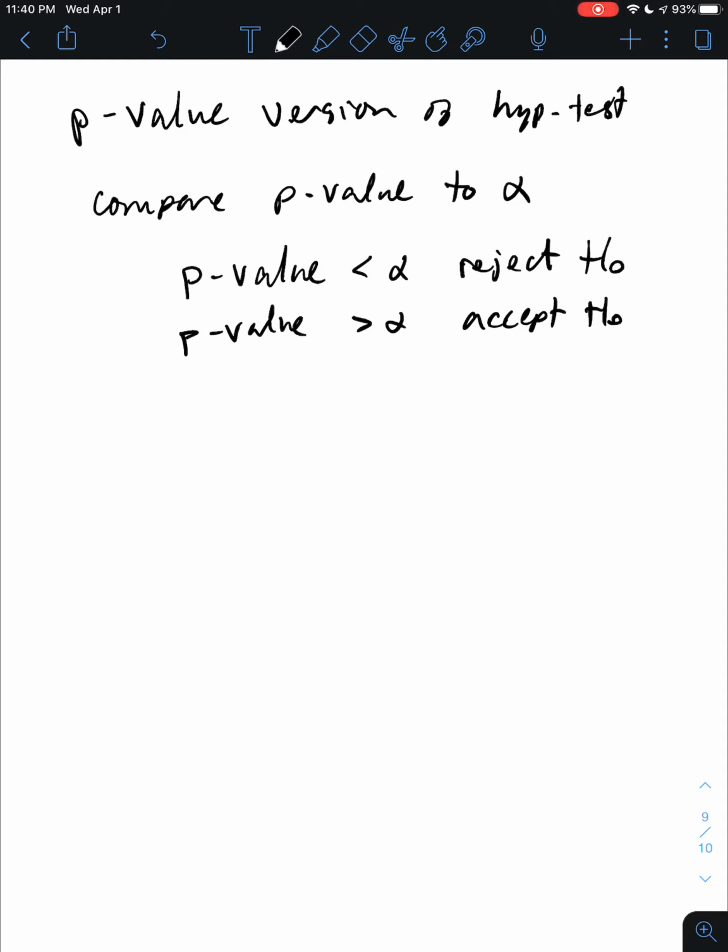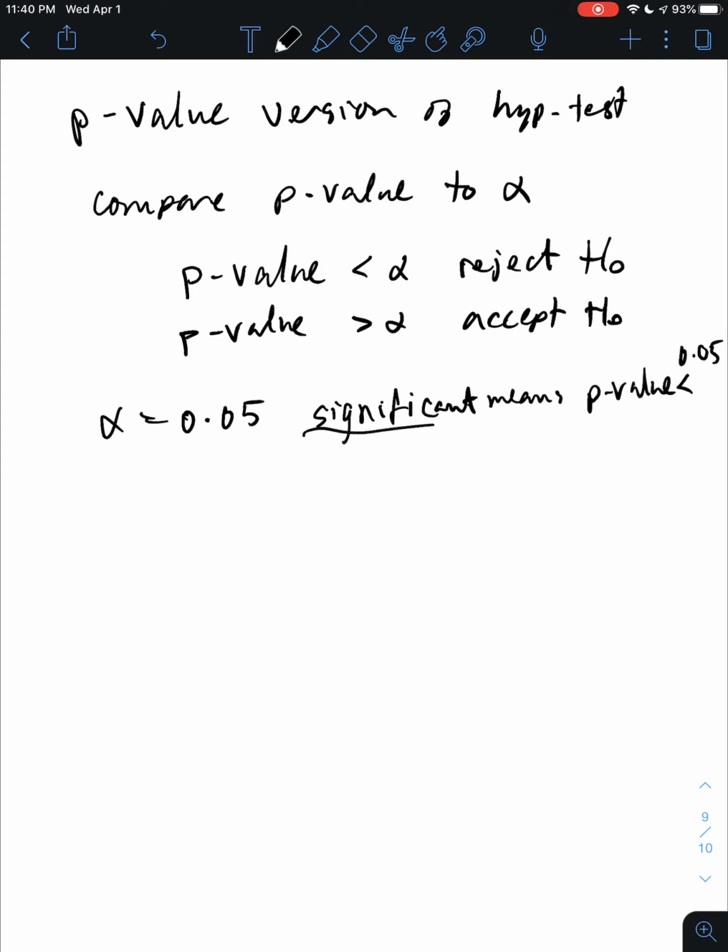So if you're a researcher, you like to see small p-values. And very often we have alpha is 5%. So a significant discovery, statistically significant, means p-value is less than 5%. That's what significant means.